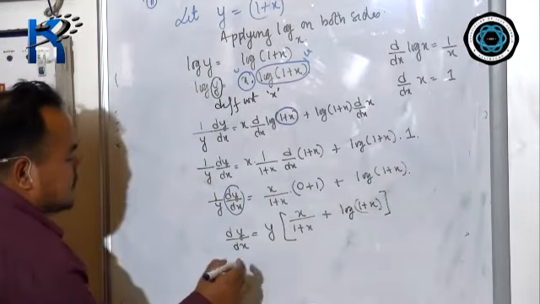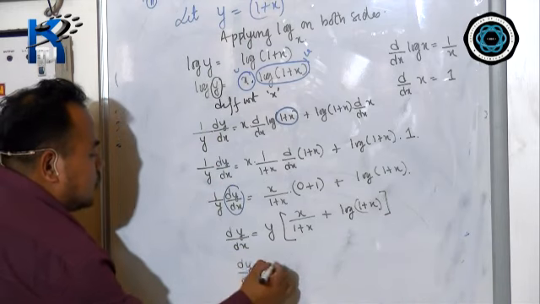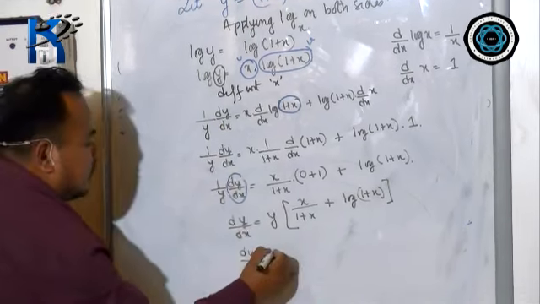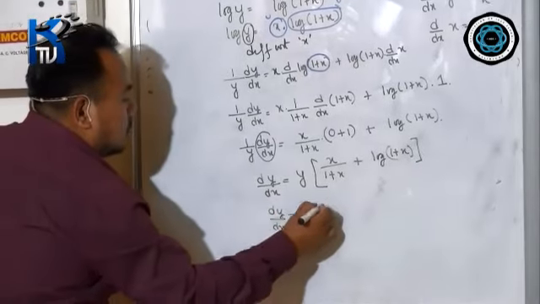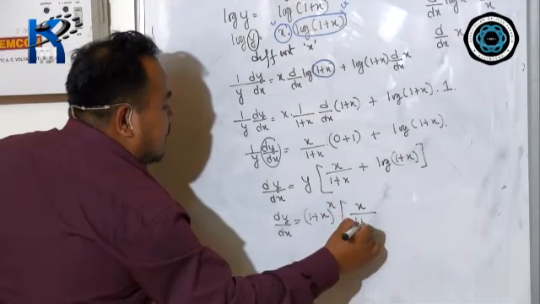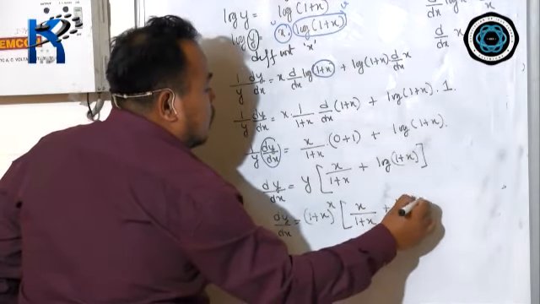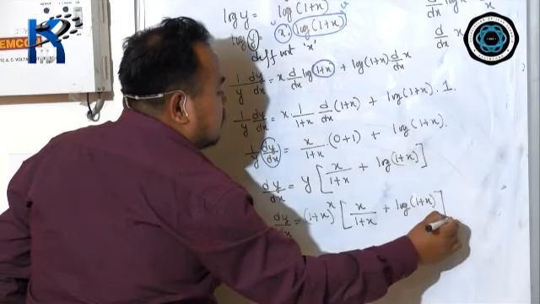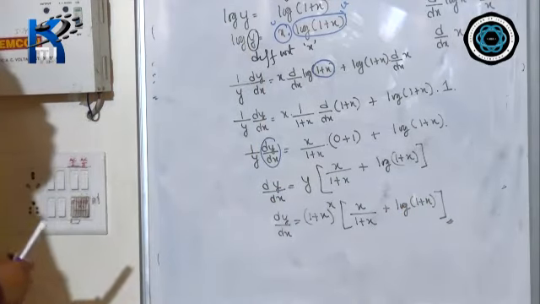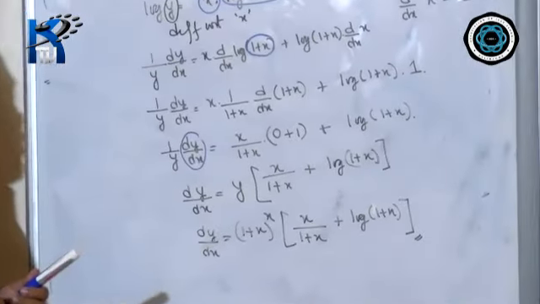So your final part, dy by dx equal to, what's the value of y? It is 1 plus x whole to the power x. Then we write x divided by 1 plus x plus log 1 plus x, close the bracket. So this is how you solve questions on log function.